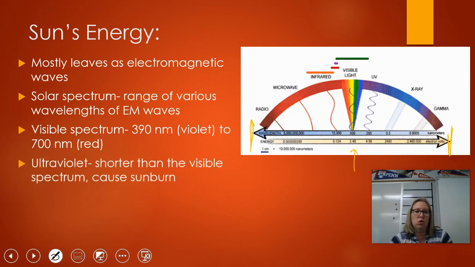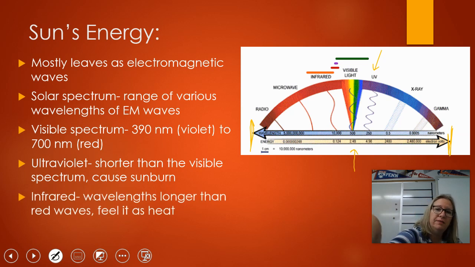Okay, if we go shorter than that visible spectrum, so a shorter wavelength over there, that's called ultraviolet. It's not visible. It's still energy, and it still gets to us. It's a form of radiation, actually, and that's what causes sunburns. The reason sunburns are dangerous and the reason UV rays are kind of dangerous is because that radiation can actually damage our DNA and cause skin cancer.